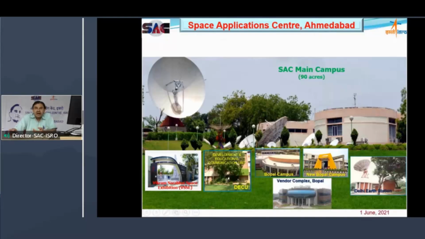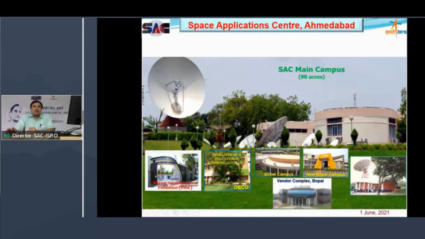And this right hand side, you're seeing this building, again another big antenna, and this building is located in Delhi, New Delhi. It is almost nearer to our Honorable Prime Minister's office. So it is called Delhi Earth Station. Although it is located in Delhi, it belongs to our Ahmedabad center, and it has again a heritage value. Like this antenna also has a very big heritage.